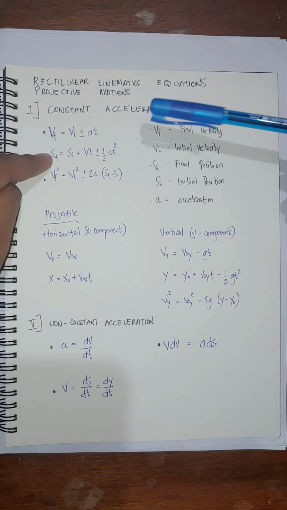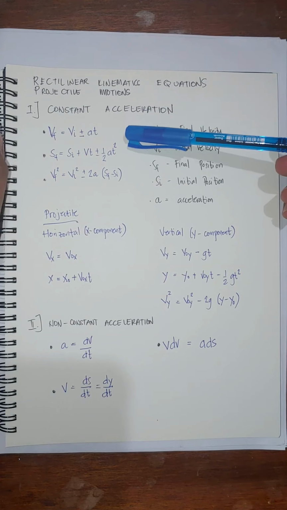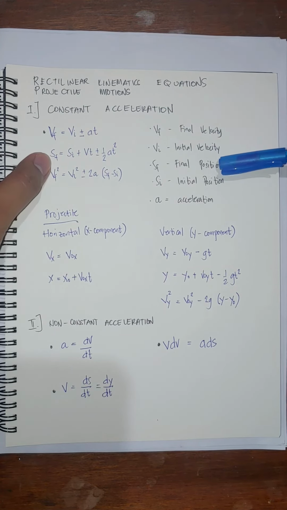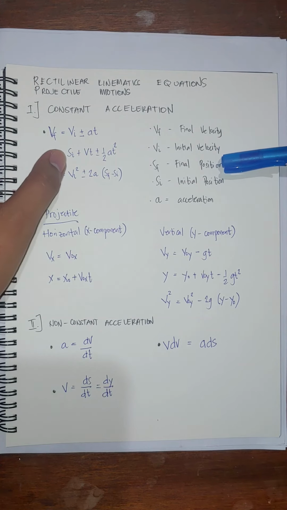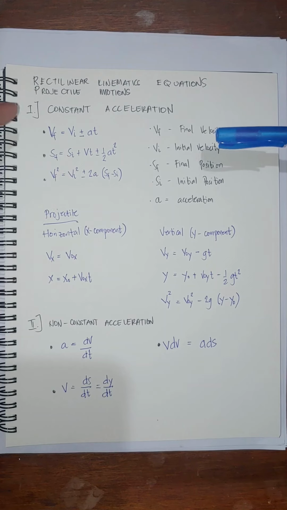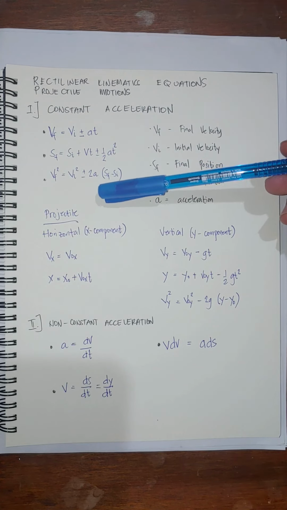And then here we use s, that was in rectilinear. s denotes the position. So the s_f, or just the s, denotes the final position, and then s sub i is the initial position, or the s naught in our previous example. Now, niabot ta sa projectile motion.